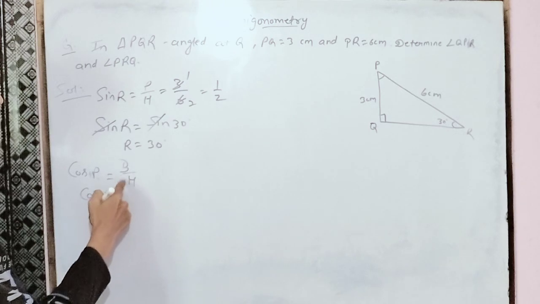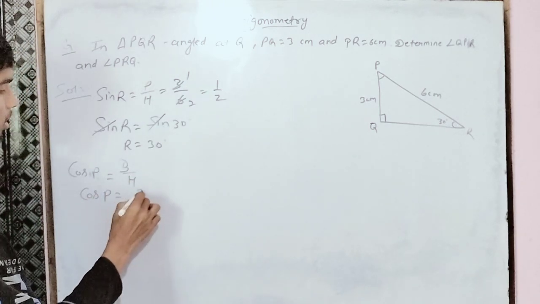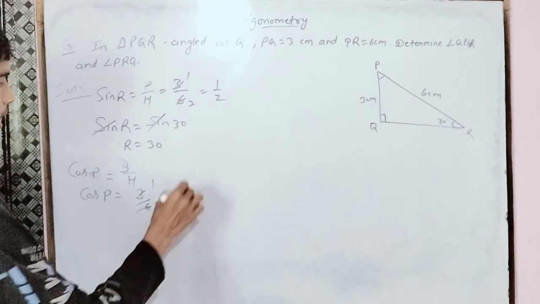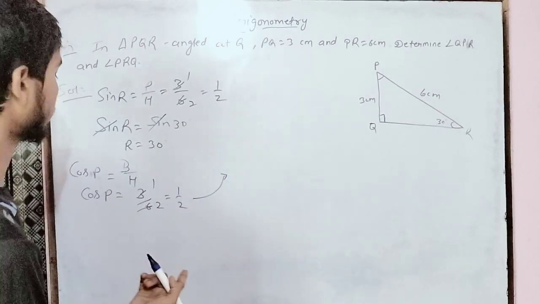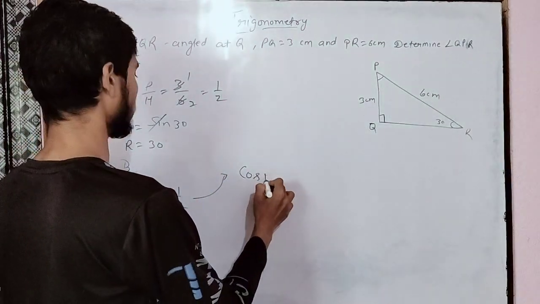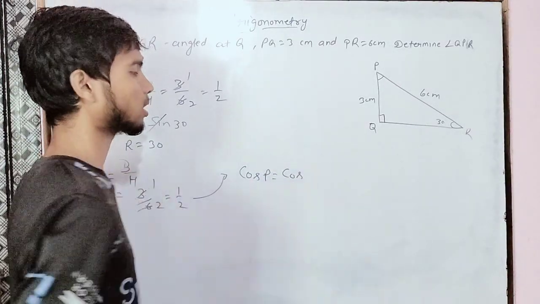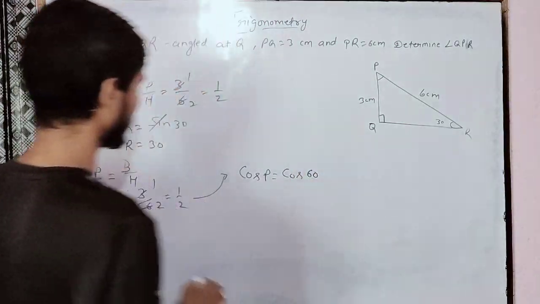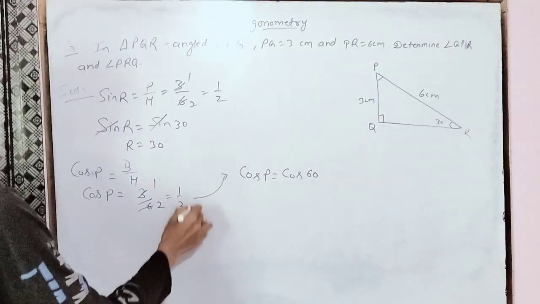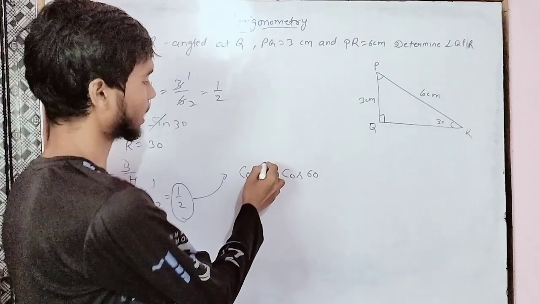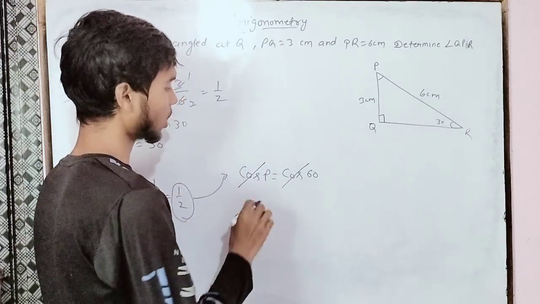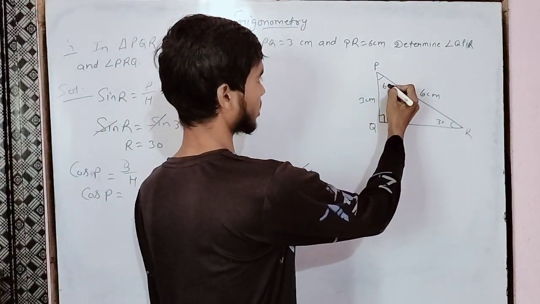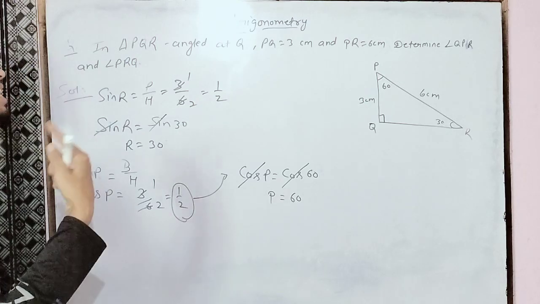Now here B upon H. B is 3 upon 6. Again we have 1 upon 2. Here it can be solved further. Cos P is equal to cos, I think, 60. The value of cos 60 is how much? 1 upon 2. This will cut this. Now we have P as 60. P is theta. So here it is 60.